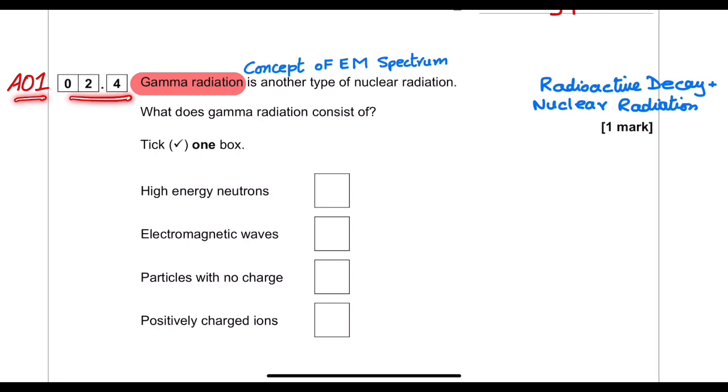2.4 is an AO1 question, and this question is from radioactive decay and nuclear radiation. Gamma radiation is another type of nuclear radiation. The student must have the information of the electromagnetic spectrum. What does gamma radiation consist of? So it is an EM wave. It is not a high energetic neutron. This is a wrong option.